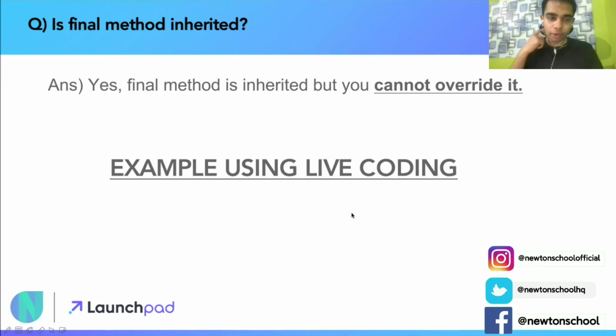Let's understand a very important question. Is a final method inherited? Yes, the answer to this question is that a final method is inherited, but you cannot override it. I repeat, a final method is inherited, but it cannot be overridden. Let's see the example here.